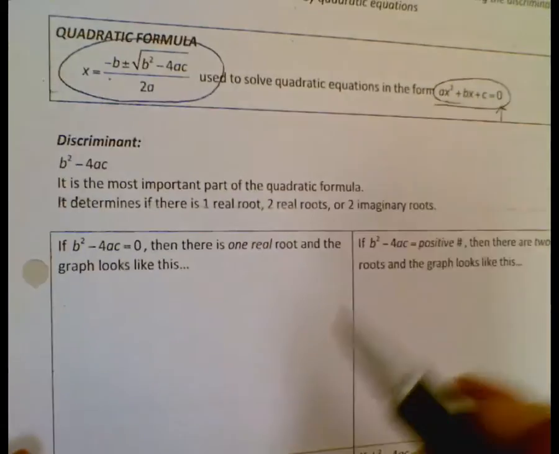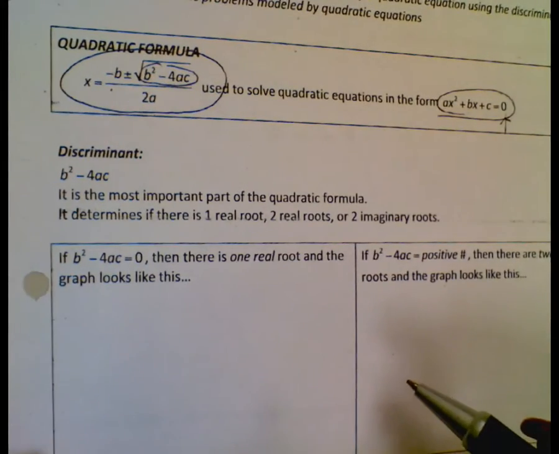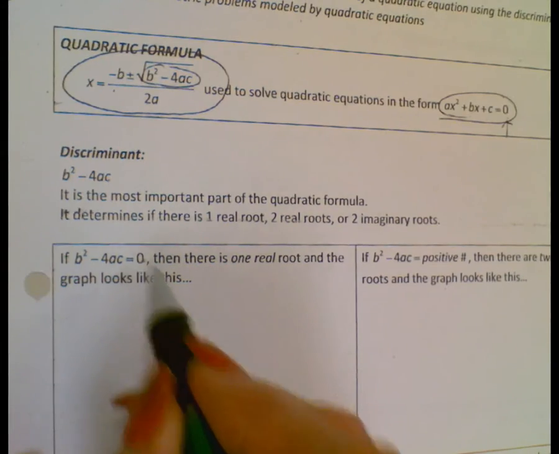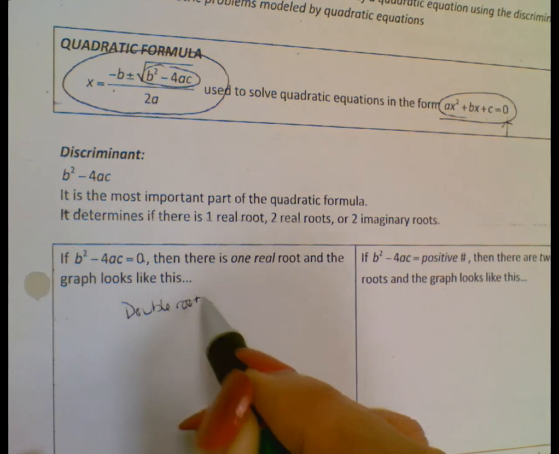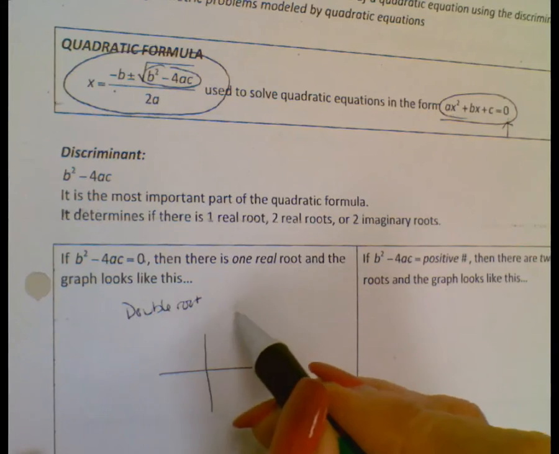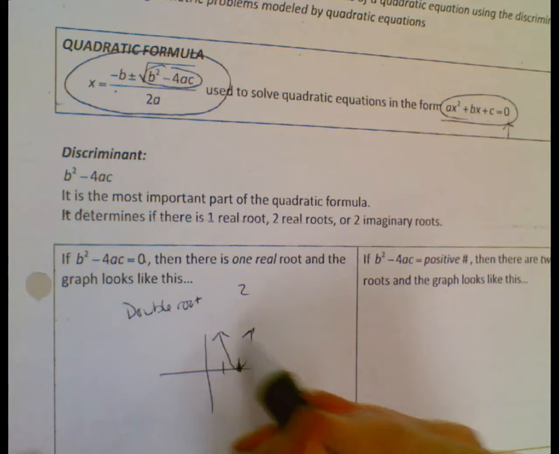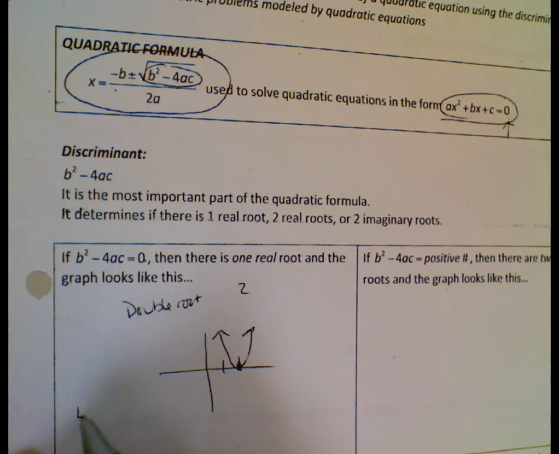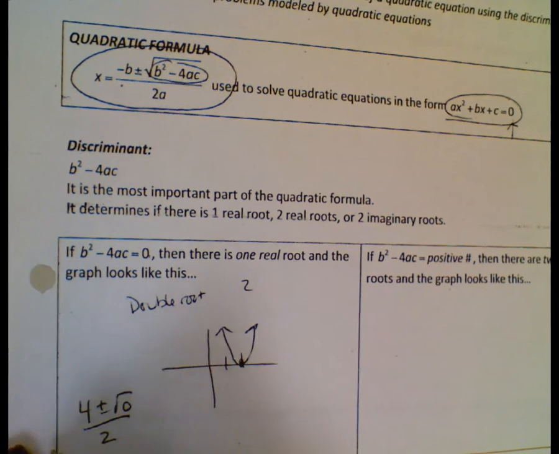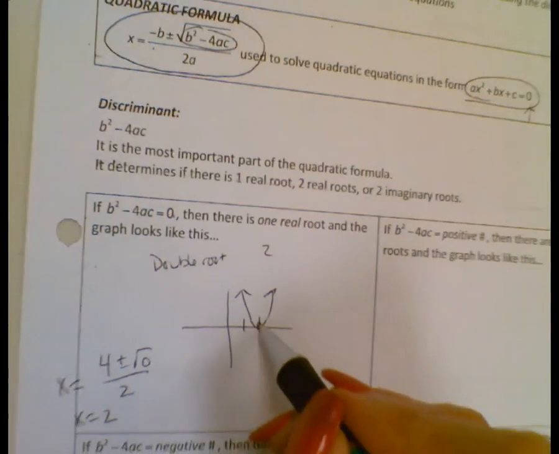The discriminant, which is the radicand, the part under the radical, tells you what kind of answers you have. If that radicand is ever a 0, it means that you have a double root. That means your graph might look like, let's say your answer is 2. A double root means the graph is going to hit and bounce off, and it does not go through. That's what a double root looks like. So if you had 4 plus or minus the square root of 0 over 2, your answer would be 2, right there.